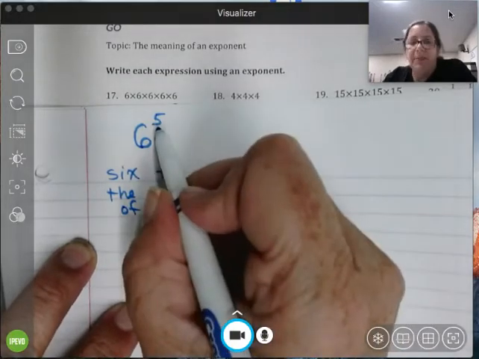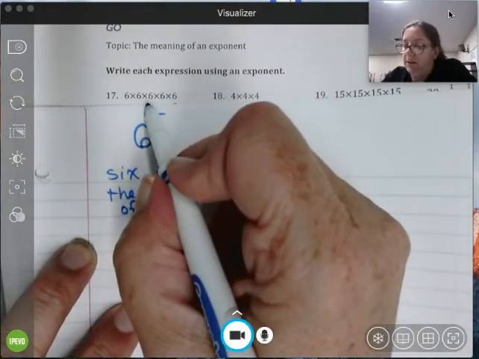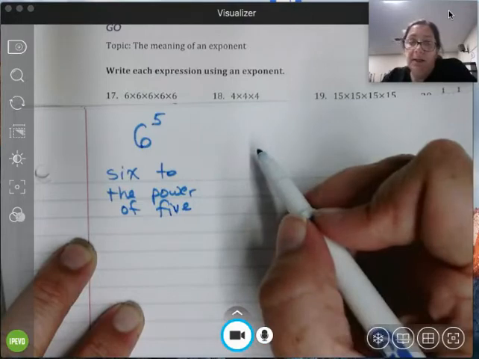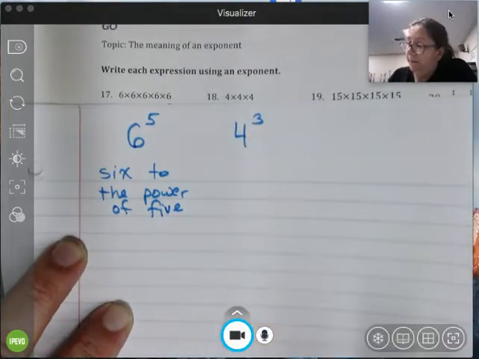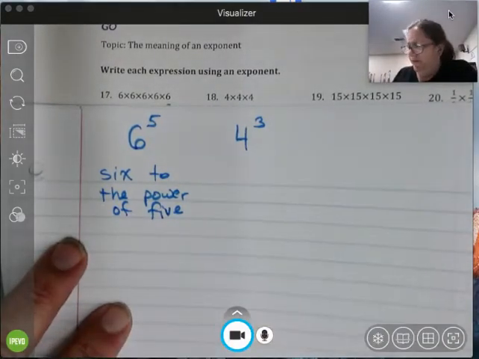Right? The 5 is like a power up. And 6 to the power of 5 means 6 times 6 times 6 times 6 times 6. So then you can probably guess what 18 is going to be. 4 to the power of 3. Okay, and I'll let you do 19 on your own. I don't think you need me for that now.